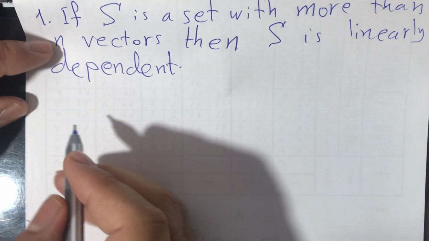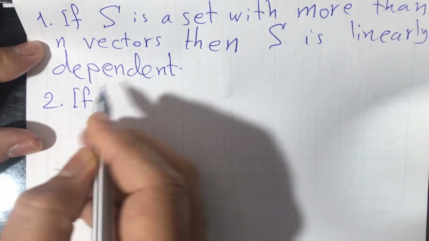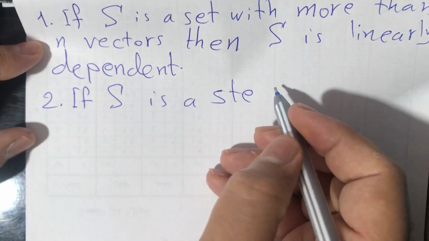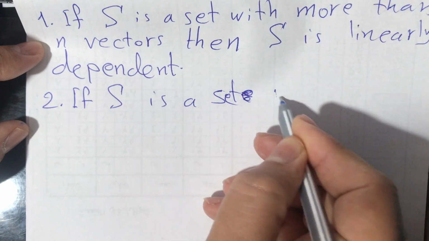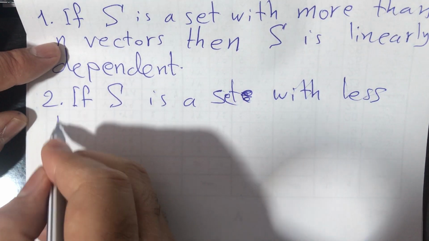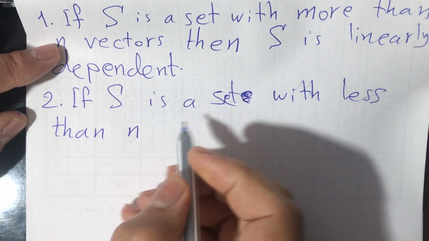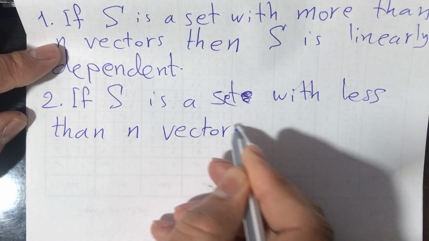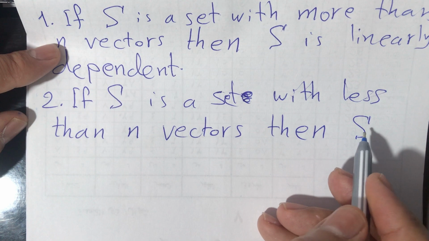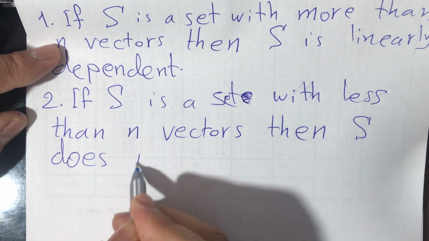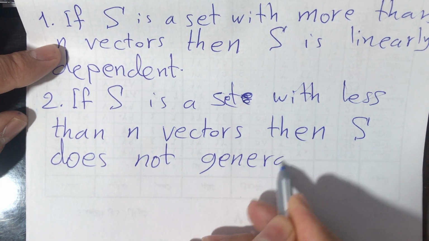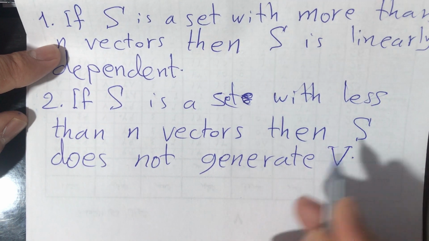Number two, if S is a set with less than n vectors, then S does not generate V. This is a proposition.